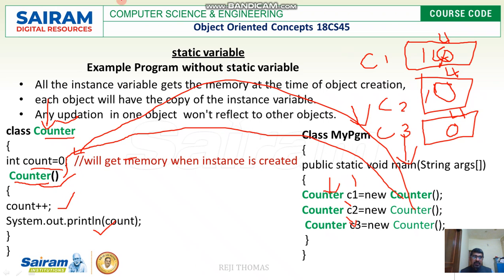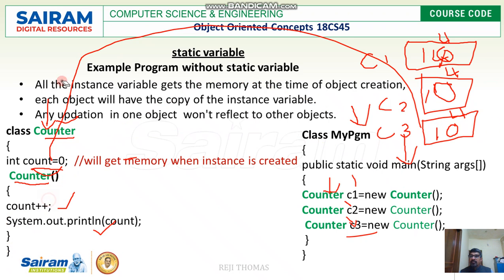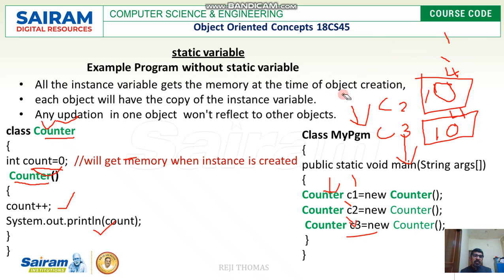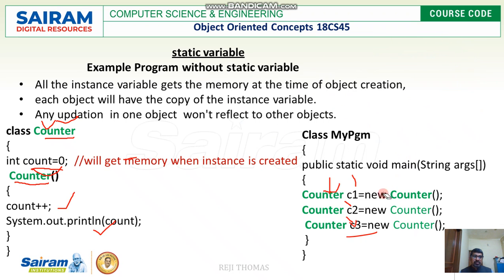Look at the third statement. The moment I create the object C3, C3 will be initialized with the value 0, and we have a constructor. The constructor is going to increment the count by 1. Again, this is going to be 1. So finally, what happened? Every object's value got incremented by 1, because every object's value we change in between using the constructor.